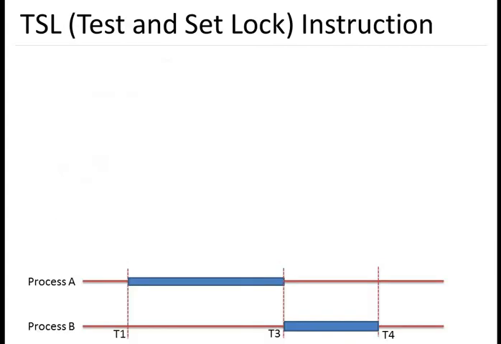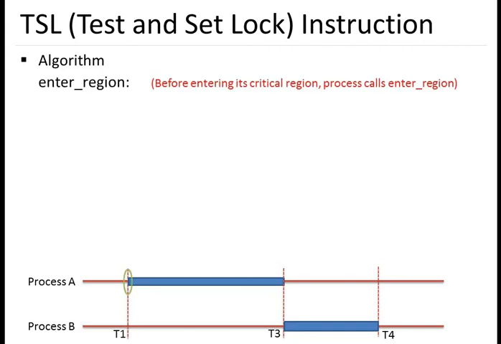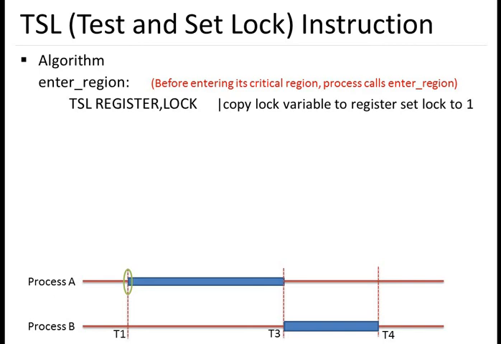So over here, let's see an example of how it works. Enter region: before entering its critical region, a process calls enter region. So if I want to enter into the critical section, it calls enter region, then the critical region, and then exit critical region. Just like that. So inside this enter region, what do you need to perform to access the critical section?